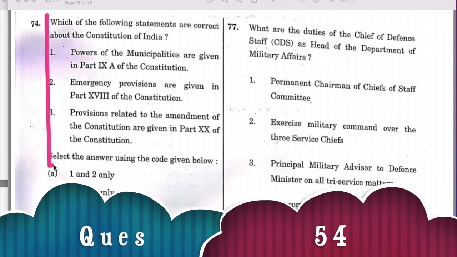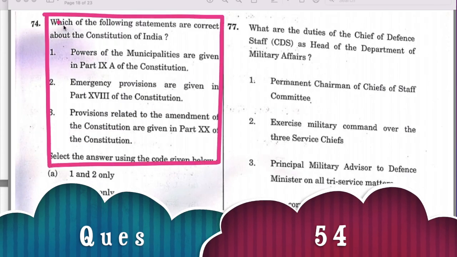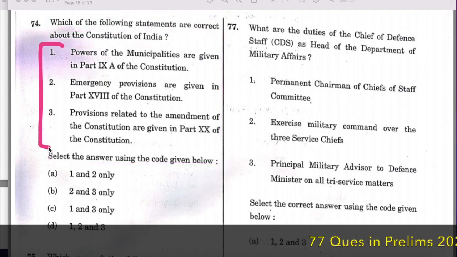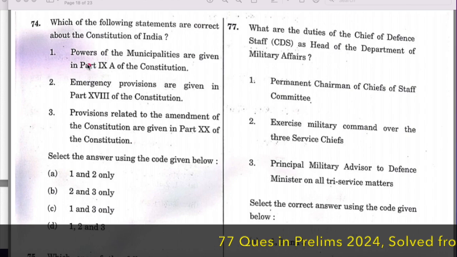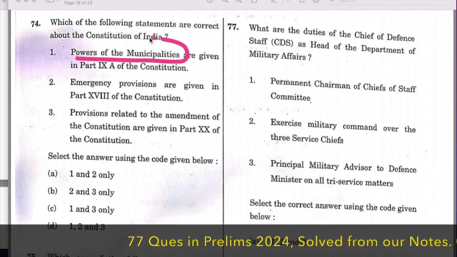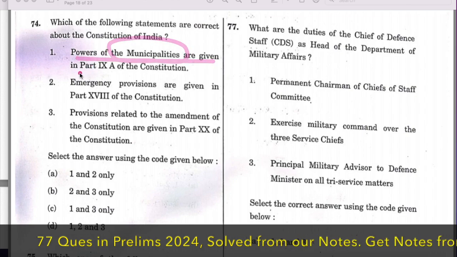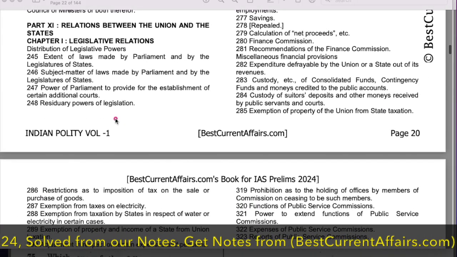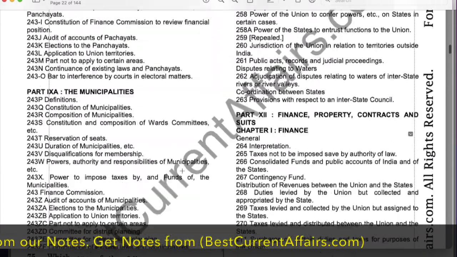Next question, which of the following statements are correct about the Constitution of India? 3 statements are given. Now check this first statement, that powers of the municipalities, these are given in the part 9A of the Constitution. It is correct. See, this is our Indian polity booklet, volume 1. It is the index of our booklet.